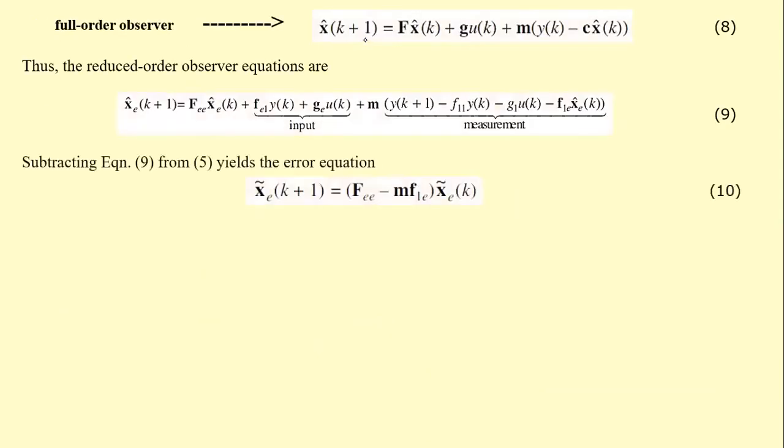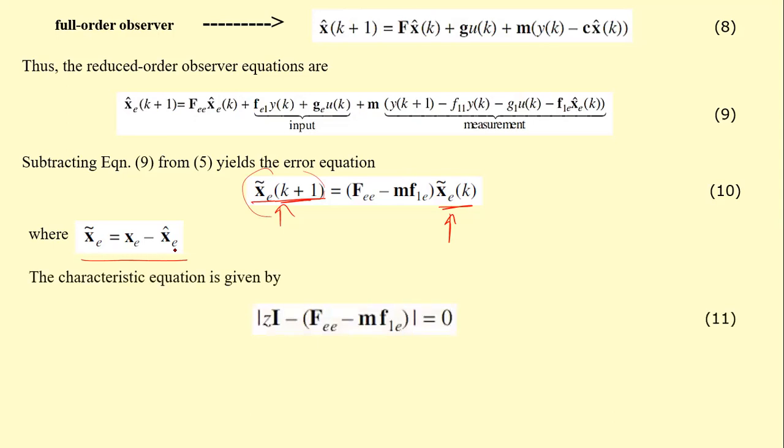If we subtract these two equations, we'll get a difference equation which describes the error behavior of the system. Error behavior, right? You can see here, this is the error dynamics, this is the error of the estimated state, and this is the error dynamics of the estimated state, right? So now ultimately we find out the characteristic equation.